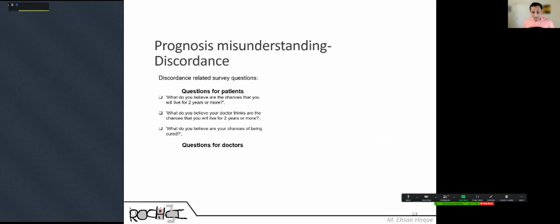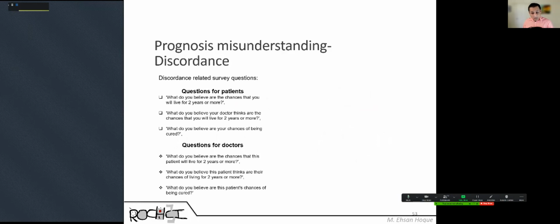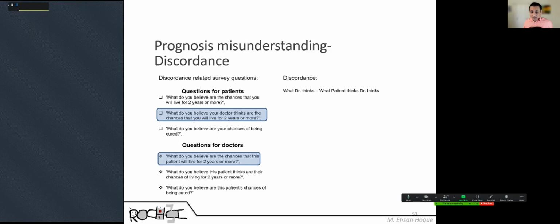These are a few questions we asked the patients as well as doctors. You'll notice that there is one question that we asked the patient: what do you think your doctor thinks, that you're going to live 2 years or more? And we asked a similar question to the doctors: what do you believe are the chances that this patient will live for 2 years or more? And when there is a discrepancy between these two responses, what the doctor thinks and what the patient thinks the doctor thinks, there is a discordance. We know there is a problem there.